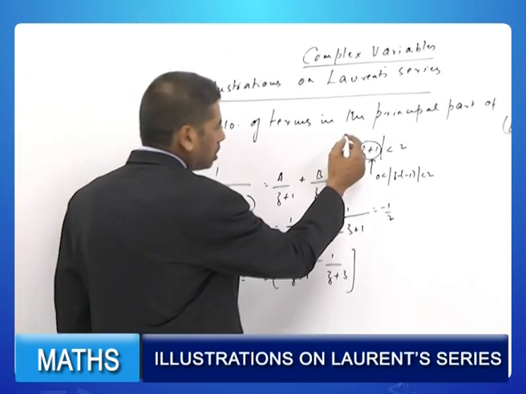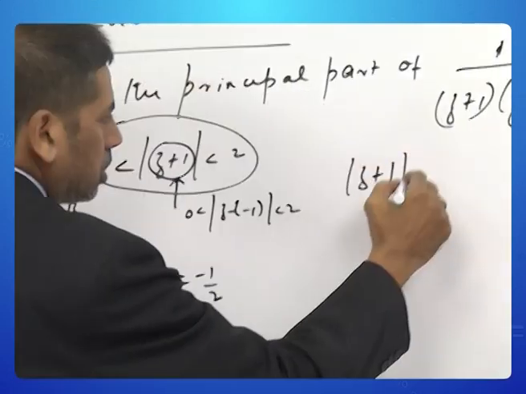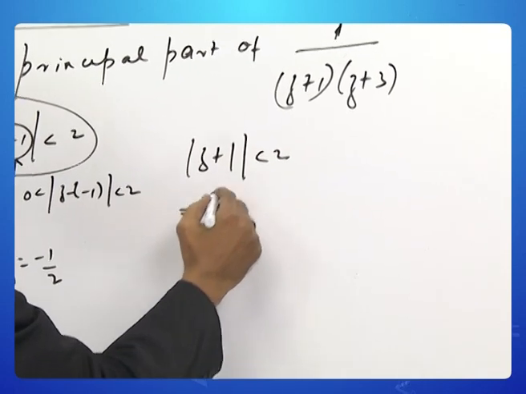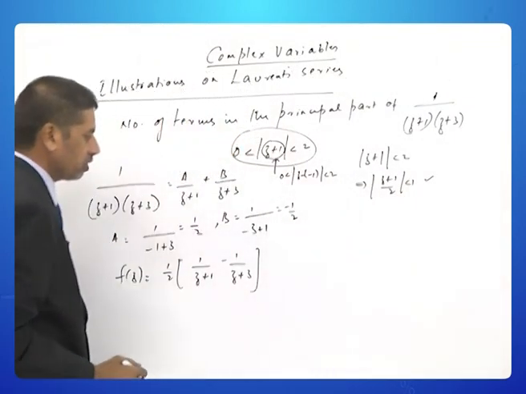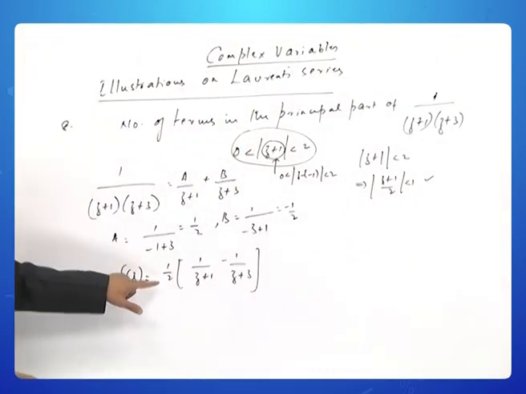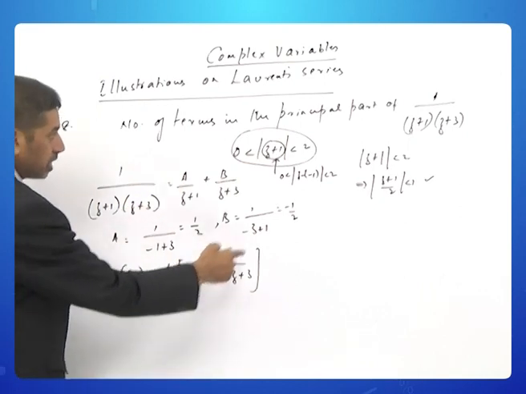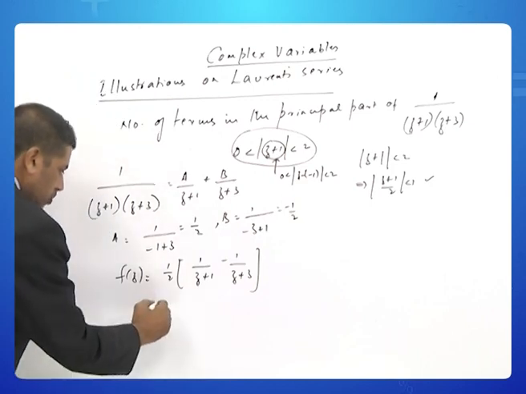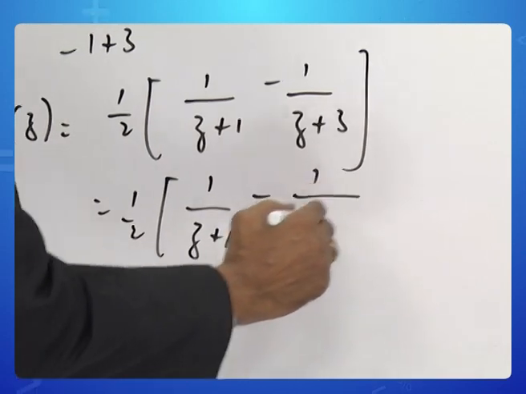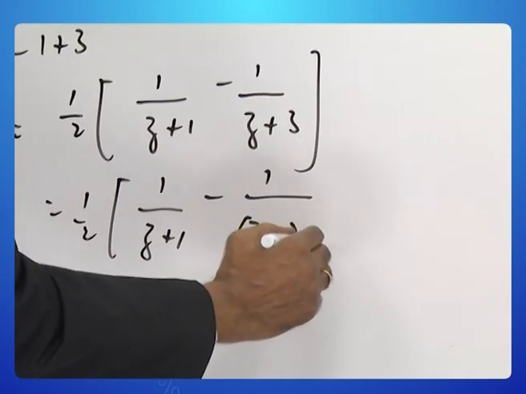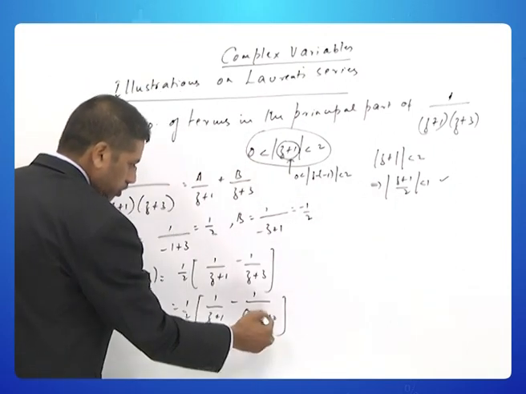The domain is here. So when mod z plus 1 is less than 2, this implies mod (z plus 1) by 2 is less than 1, which is a very important thing for convergence. So you will have to write f of z very carefully like that. We don't have to touch this because it's matching with the center of expansion. So f of z is equal to half of 1 by z plus 1 minus 1 by (z plus 1 plus 2). Now because we need (z plus 1) by 2, you take 2 outside here.